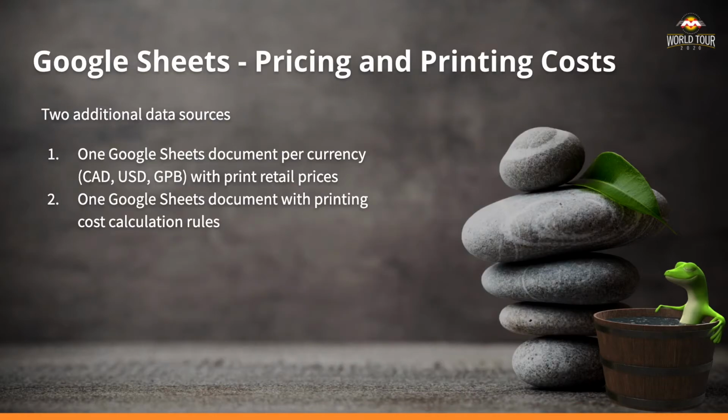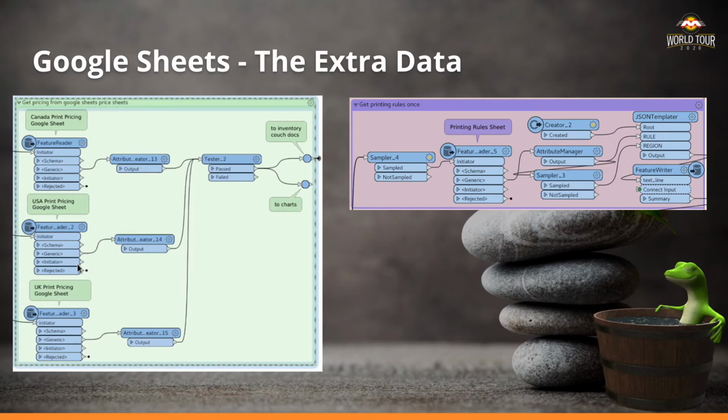We also have 2 additional Google Sheets that contain pricing information for print maps and printing costs. 1 Google Sheet document per currency for print retail prices in Canadian, US dollars, and pounds, and 1 Google Sheet with printing cost calculations for each of our printing partners. So this is pretty straightforward. We just grab some stuff out of Google, do a little bit of attribute cleanup.